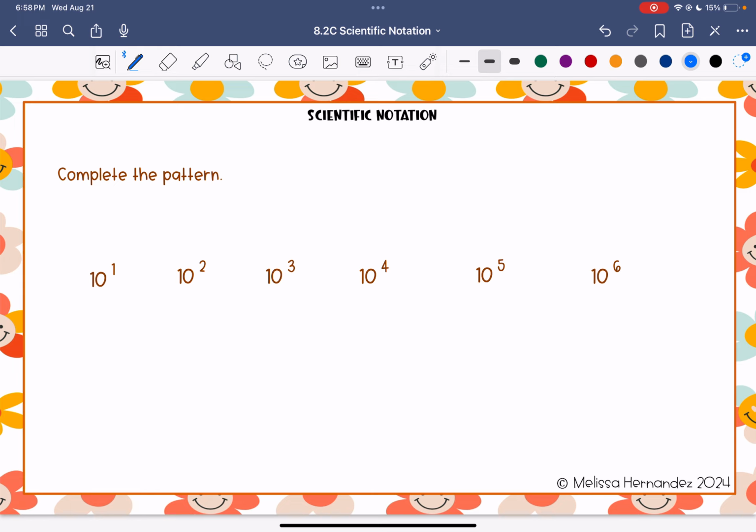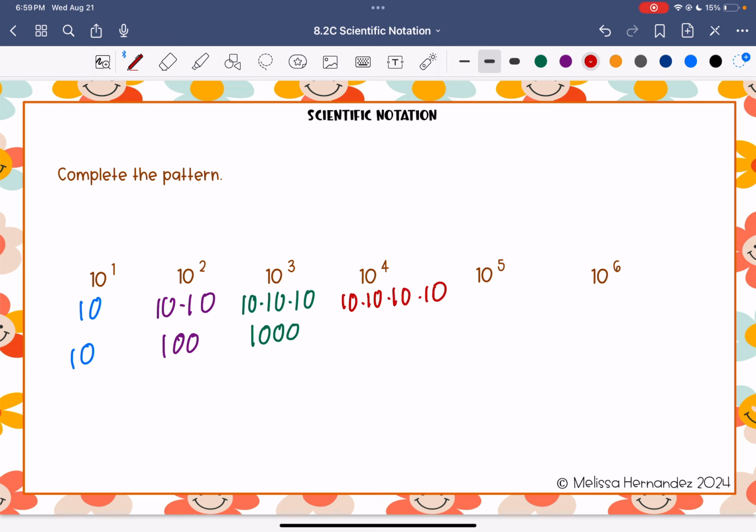For the first one, it's 10 to the first power, which is just 10, and our value is 10. For the next one, 10 to the second power, or 10 squared, means 10 times 10, which is 100. For the next one, it's 10 cubed, or 10 to the third power, which means 10 times 10 times 10, which would be 1,000 when you multiply all three. For 10 to the fourth power, it's 10 times 10 times 10 times 10, and that would give us 10,000.